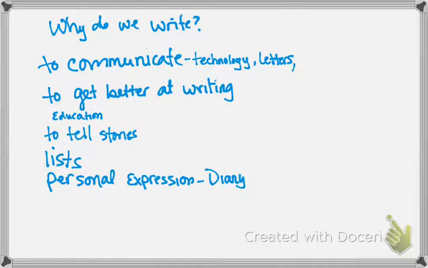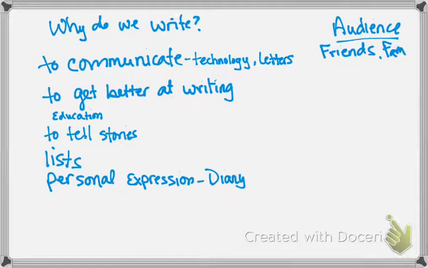Okay. What else do we use for communicating? Who are we communicating to? Who's our audience when we communicate like that? Friends. So let's go ahead and put this audience list over here. Okay. So if we're writing using technology, we're using our cell phones and we're texting, we're going to talk to friends, right? Who else do we use to communicate with? Family. Who else?